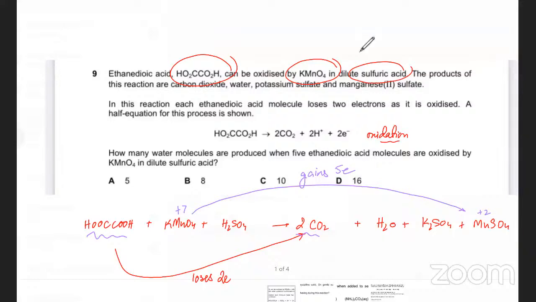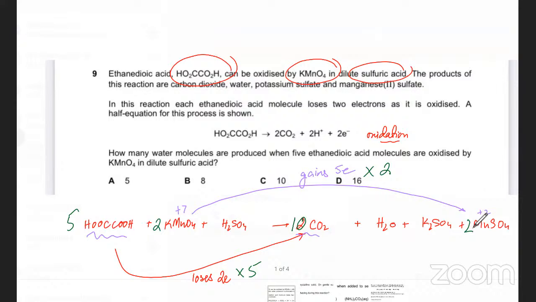So the number of electrons gained and lost has to be equal. So what do I do? I multiply this by 2, right? And I multiply this by 5. Is that clear? So that means I should have 5 ethane dioic acids. If I multiply this by 5, I should have 10 carbon dioxides. And Mn should be multiplied by 2, so I should have 2 Mns. So this would be multiplied by 2, and this would be multiplied by 2 as well.